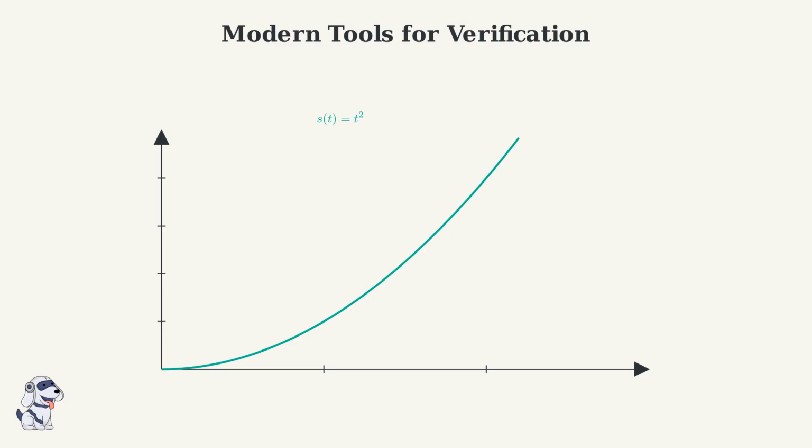When you are stuck on a kinematics problem, tools like Desmos are your best friend. Let's look at a simple position curve. S of t equals t squared. Notice the slope of the tangent line? That slope is exactly your velocity at any given time. As the dot moves, the steepness changes, showing you the velocity directly.